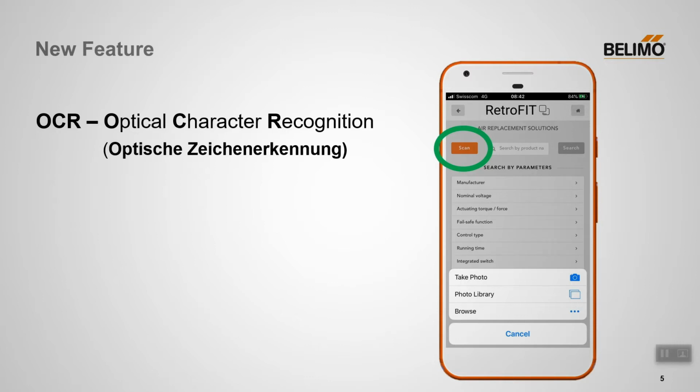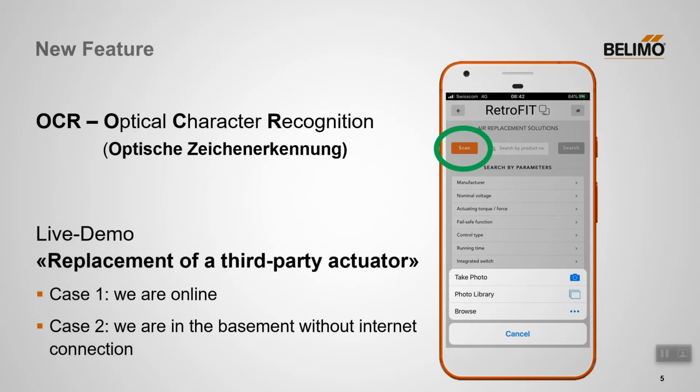I take pictures of the actuator's label or select a photo taken earlier. The software reads the relevant text modules from the photo and connects them to our RetroFIT database. This new option also results in an almost offline solution in which there is no need for a direct internet connection. So, that was all about OCR theory. I will now show you how simple this new feature really is.